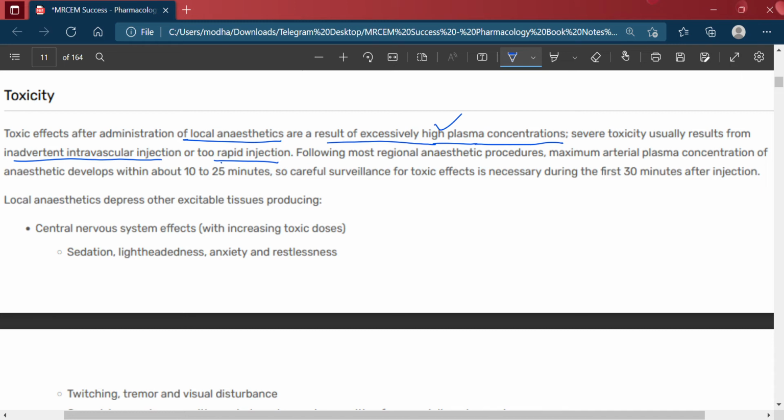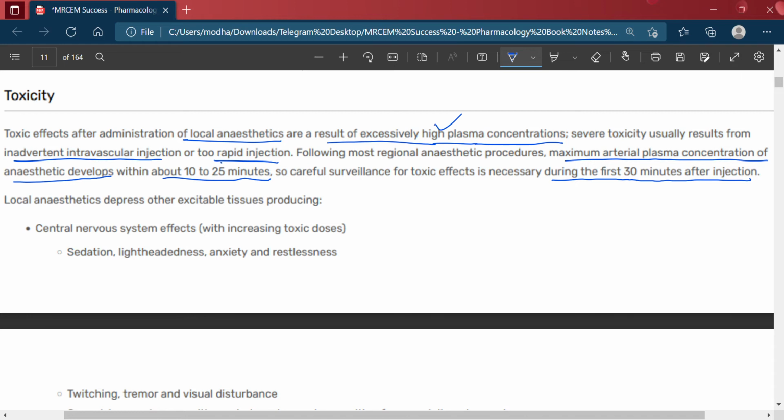Following most regional anesthetic procedures, maximum arterial plasma concentration of anesthetic develops within about 10 to 25 minutes. So, careful surveillance for toxic effects is necessary during the first 30 minutes after the injection.